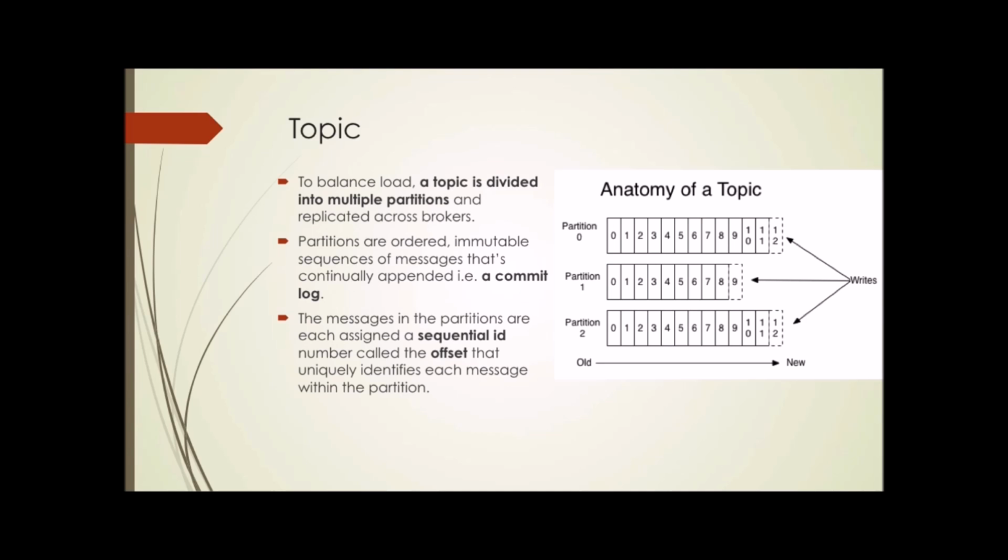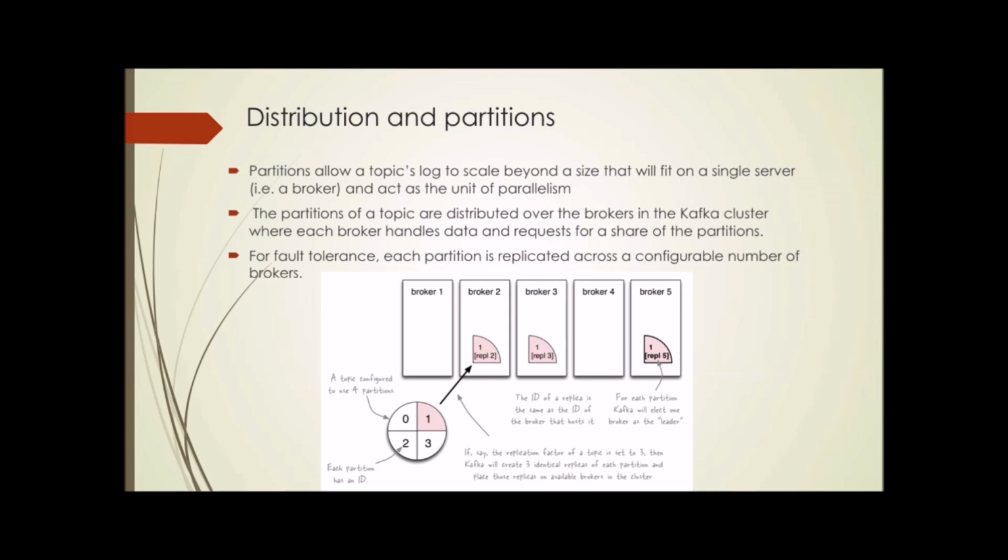And then they're sequential, which means they have a sequential ID, and you can refer to a particular message over here with, say, offset 8 for partition 2. That's how the consumers actually refer to the message. So you can just jump directly to that particular message. That's how they uniquely identify it.